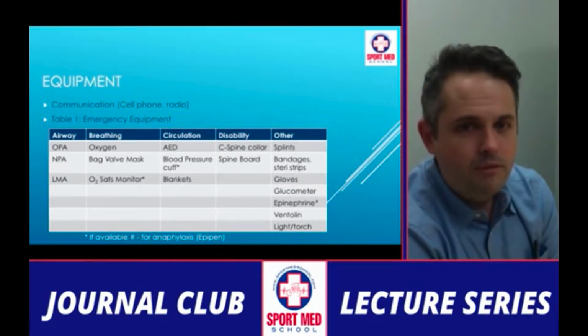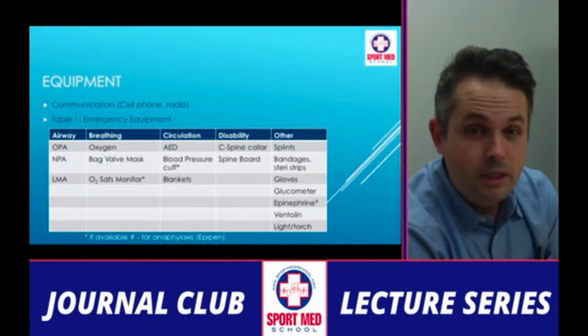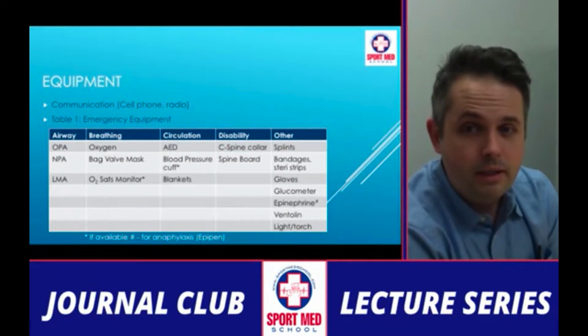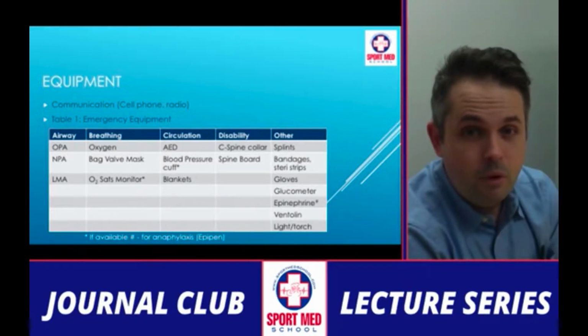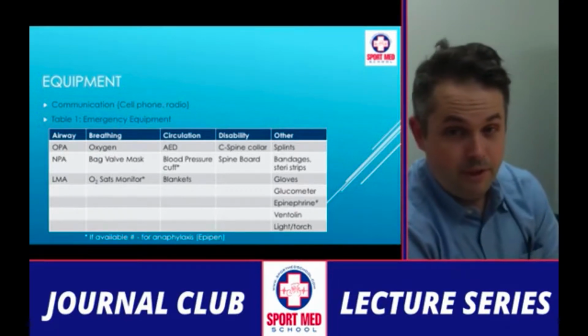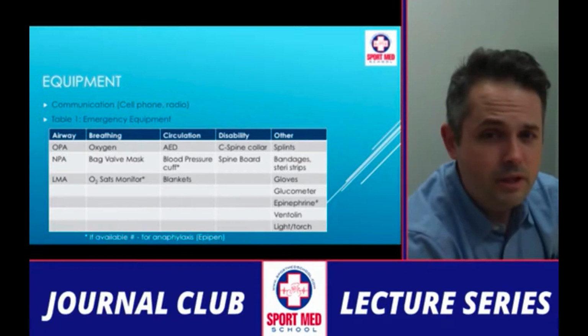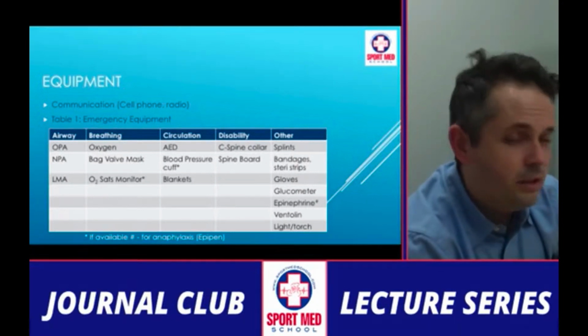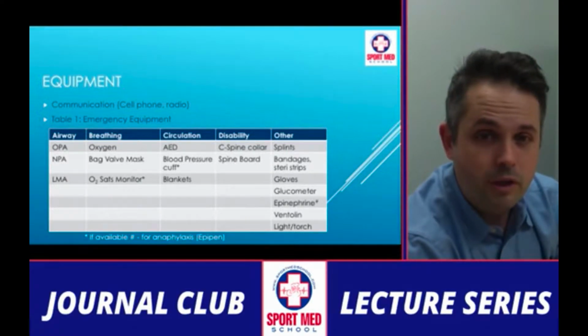And what I've done for table one, if you take a look, is essentially review the equipment that we recommend for covering a sports event. And I've broken it down based on the different emergencies: airway, breathing, circulation, disability, and then other. And I think if you have most of these, you can take care of most athletes until emergency medical service or paramedics have arrived for transfer to a tertiary care center.